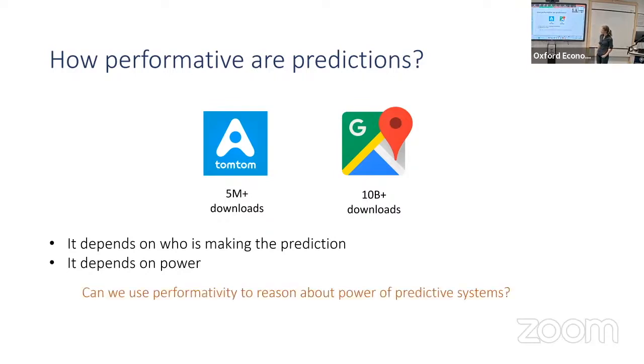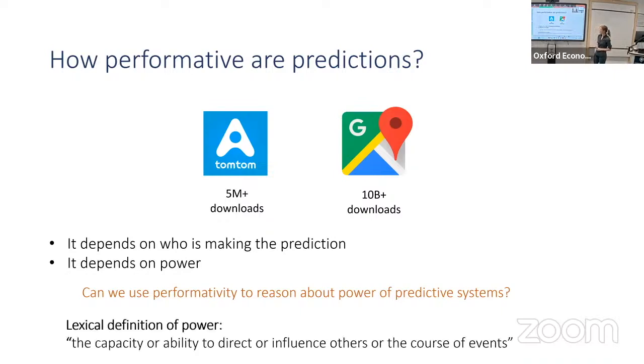And so what I want to try to do in the rest of the talk is to discuss a bit whether we can use performativity to reason about power in predictive systems. And here's a lexical definition of power to try to convince you why this could make sense. It's the capacity or ability to direct or influence others or the course of events. So it's very similar to what we've seen, right? You deploy a model and you can have an impact on people, on populations.